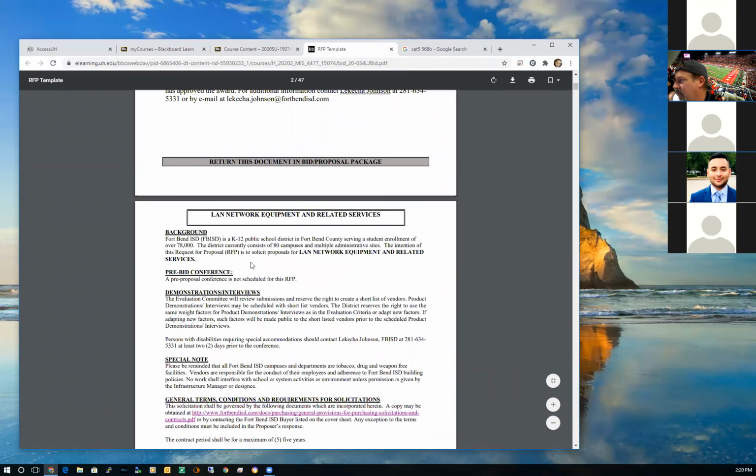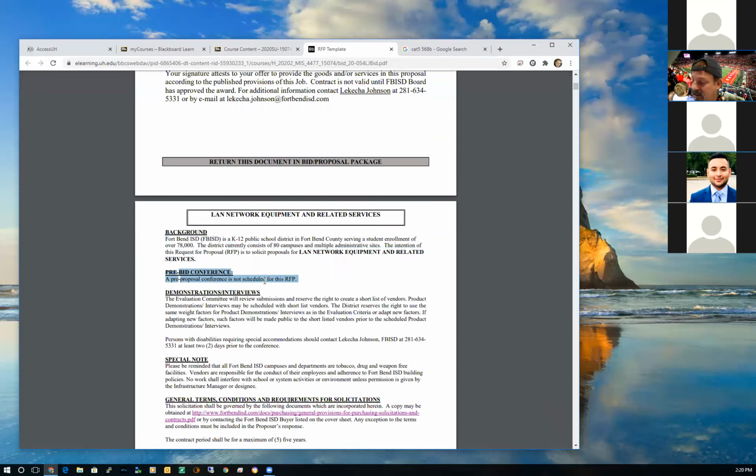Common elements in the RFP: it's always going to give you some sort of background describing who the entity is. They're going to tell you how they're going to conduct the process. Sometimes there's a conference where they can further explain, and there's a Q&A session for vendors. That's very important, especially on a complex bid.